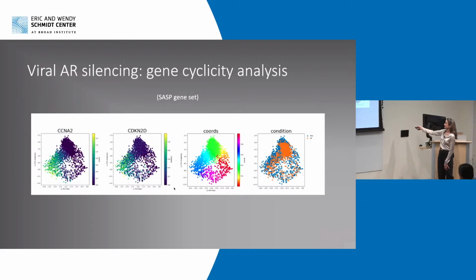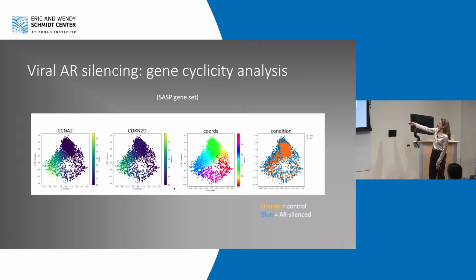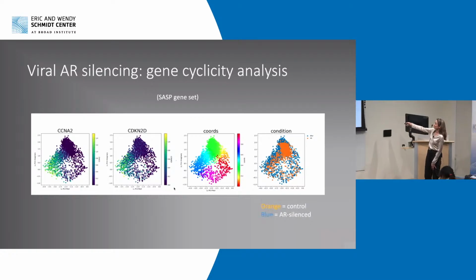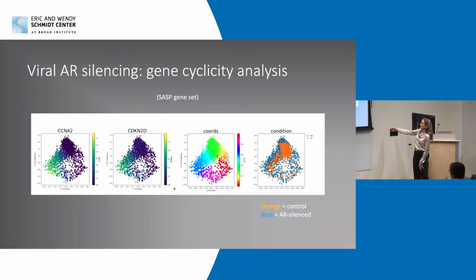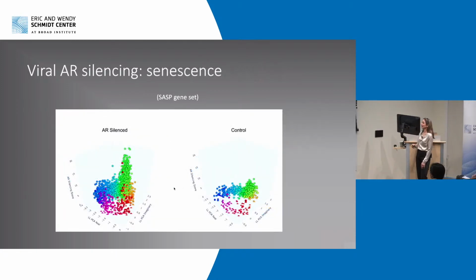Here I have the two different conditions, the orange being the control condition and the blue being the silenced condition. What you see is that you get roughly a circular structure. It isn't as pretty as in the synthetic data, of course, but you do basically see a circular structure. And this is showing you, for a couple of specific genes, when they are actually activated.